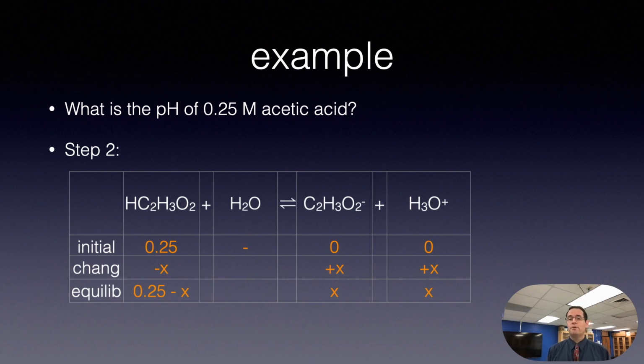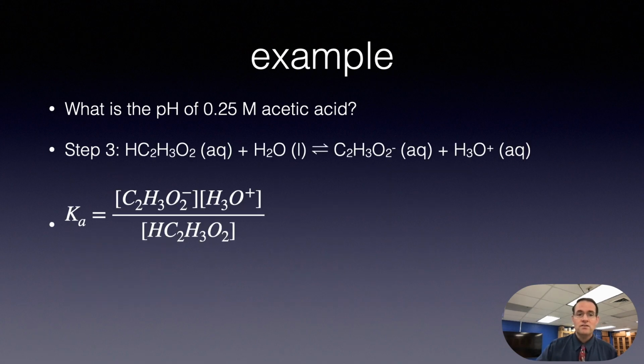So at equilibrium, we know 0.25 minus X is the concentration of the acetic acid, and X is the concentration of both acetate and hydronium ions, okay? Now, step 3 is to, once again, we have that written chemical equilibrium, write out the Ka expression, products over reactants. And remember, once again, H2O is a liquid. We don't stick it into this formula, okay?